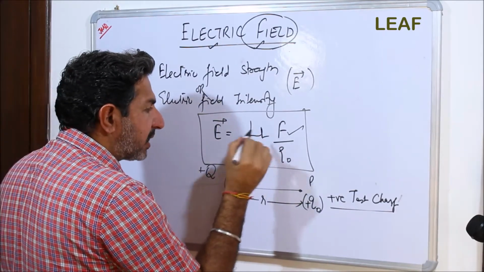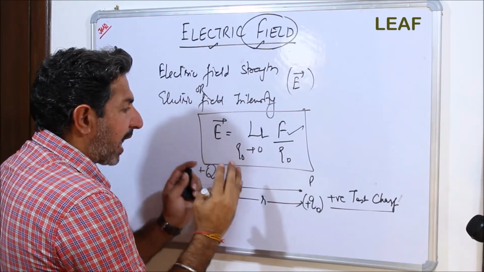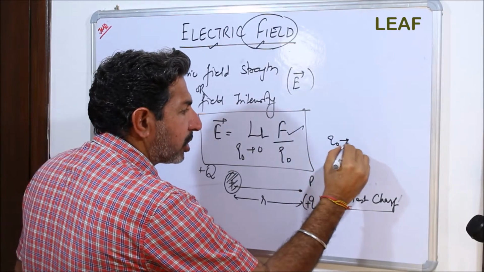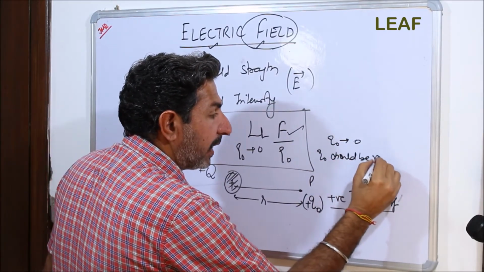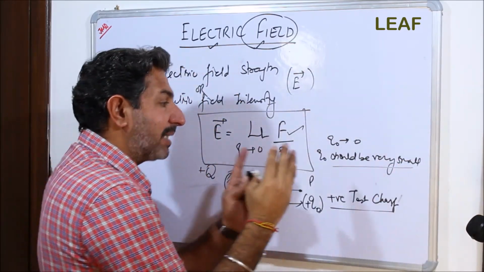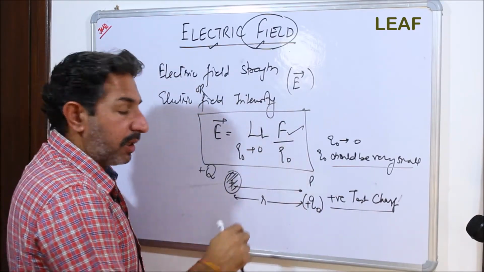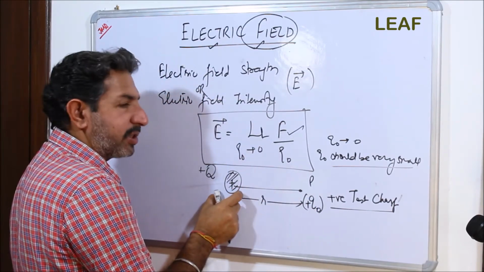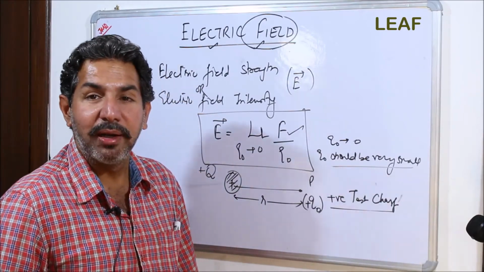And you very well know what is written here: limit Q naught approaches 0. That is, we have to consider Q naught to be very small. Q naught approaching 0 means Q naught should be very small. And why should it be very small? Because it must not affect the field of the given charge. It should not happen as if it overpowers this charge. To avoid this, we always keep Q naught very small.